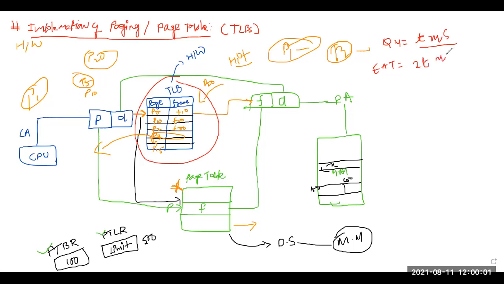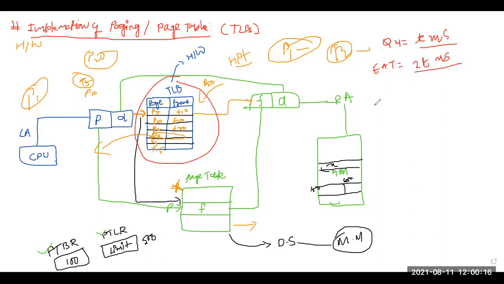Because if there is no TLB, first you have to access the page table. Accessing the page table means accessing the main memory for the page table. Then for the instruction, you again access the main memory. So it is 2T microseconds.